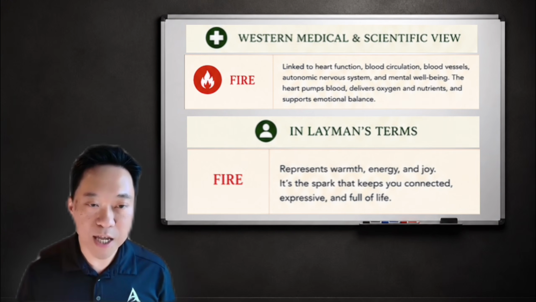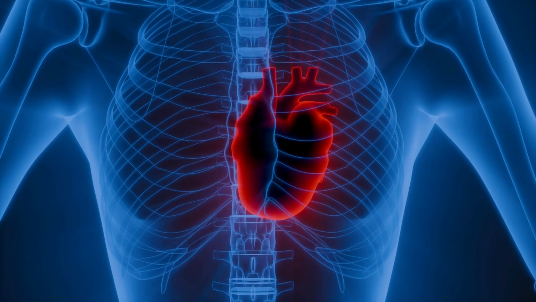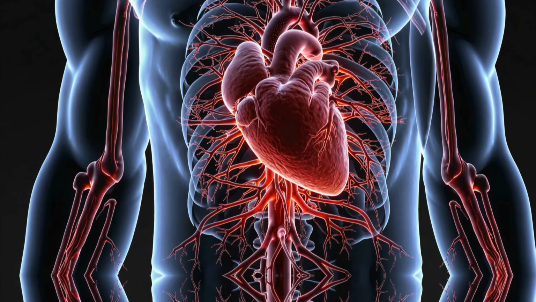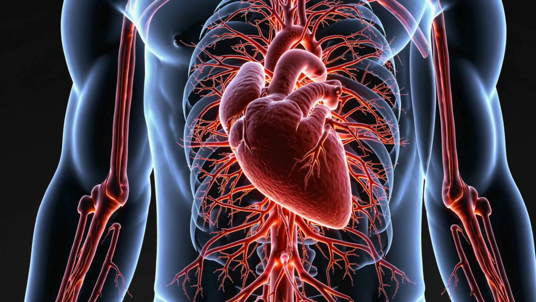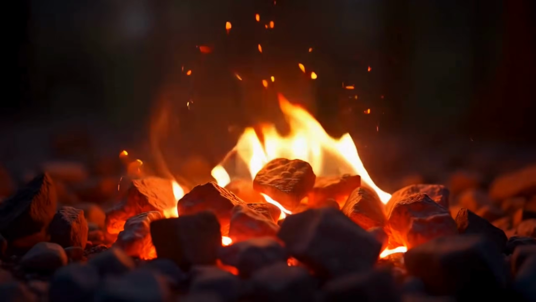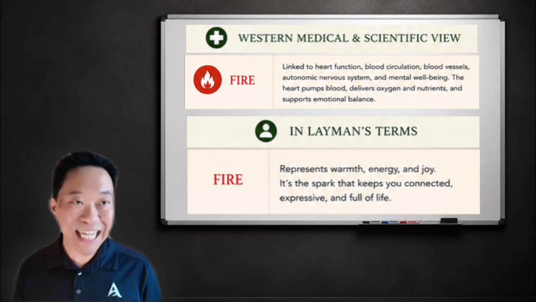Next, fire. So fire is linked to the heart and small intestine. So heart, blood circulation, blood pressure, blood vessels, autonomic nervous system. The fire element is also related to your pineal gland.